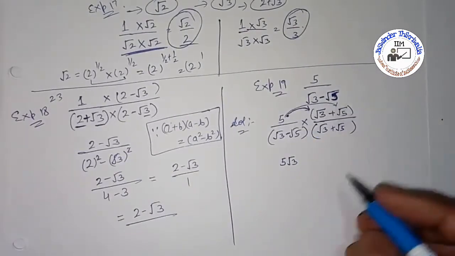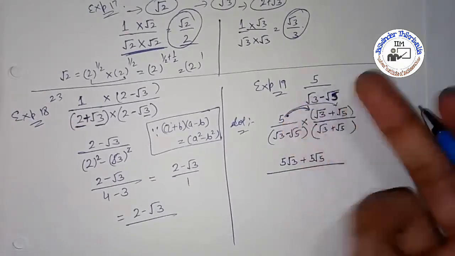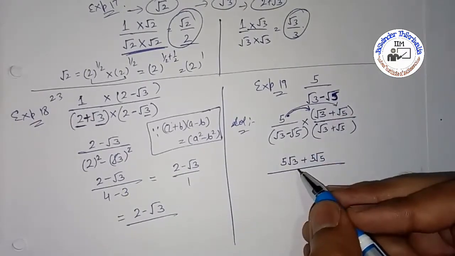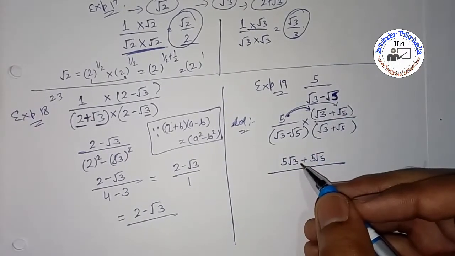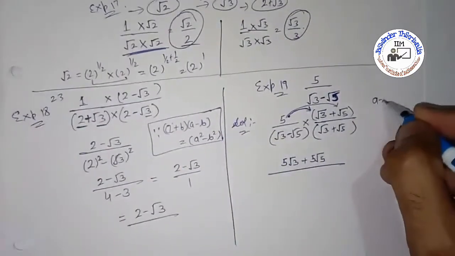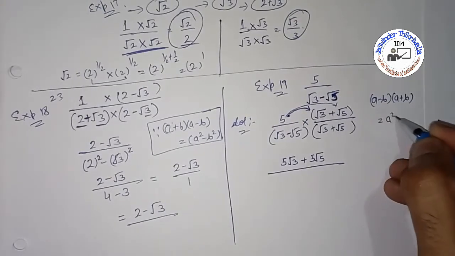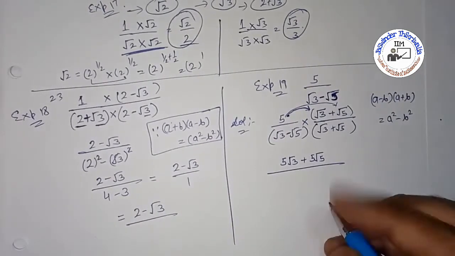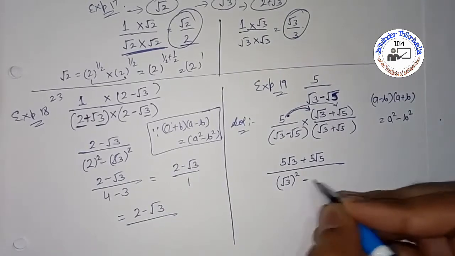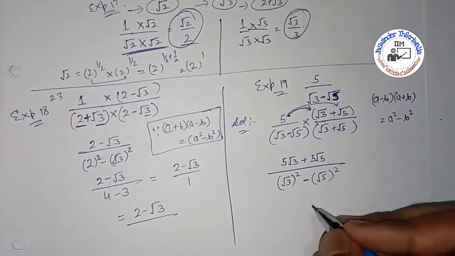5 into root 5, it will be 5 times root 5 because we are multiplying. Okay, so in the numerator we did simple multiplication. In the denominator we will apply the identity. It's the same identity: (a minus b)(a plus b) changes to a square minus b square. In place of a here is root 3 square, minus, in place of b here is root 5 square.